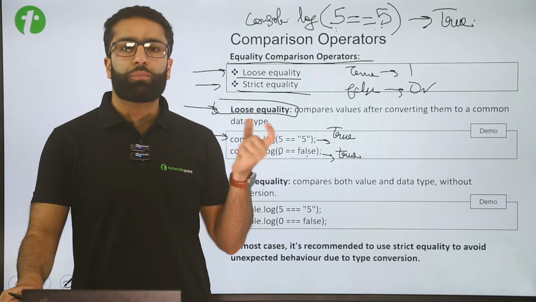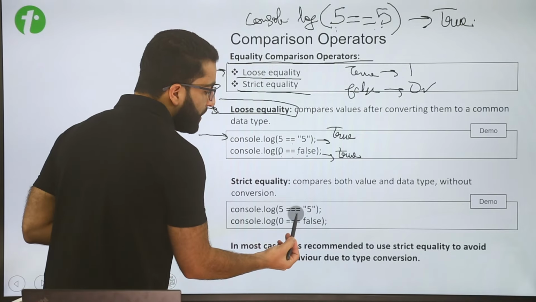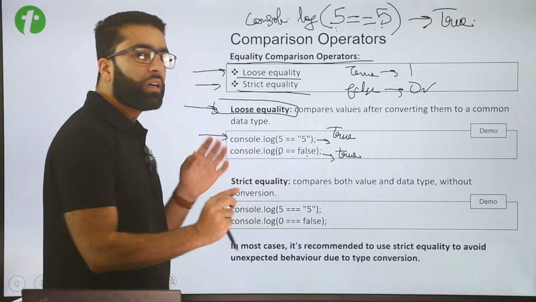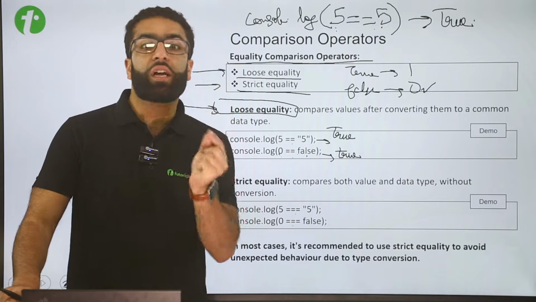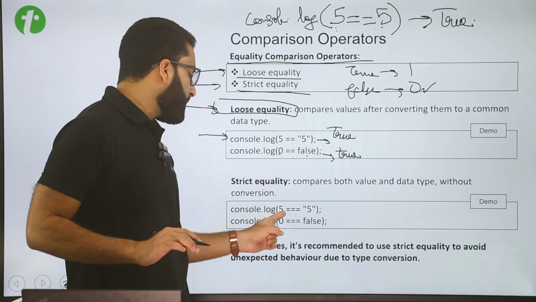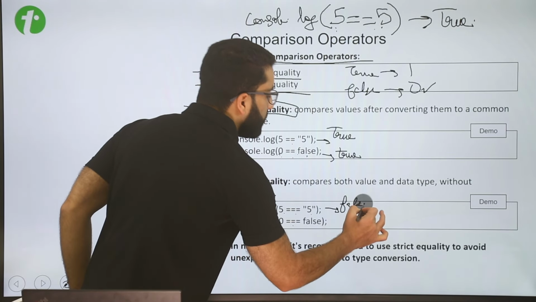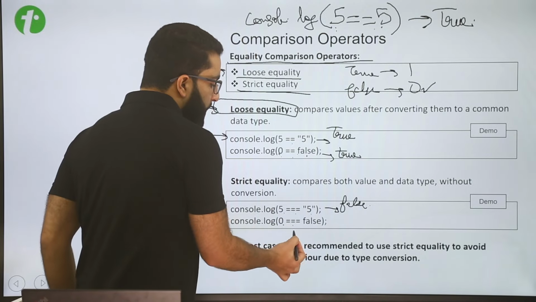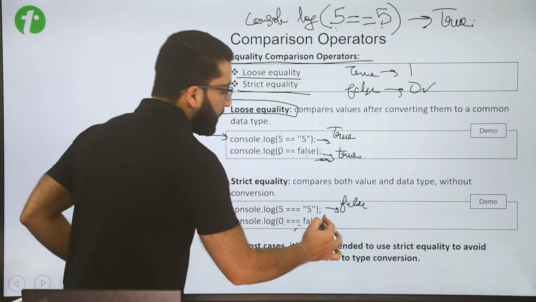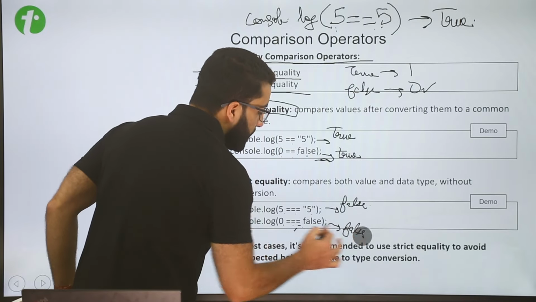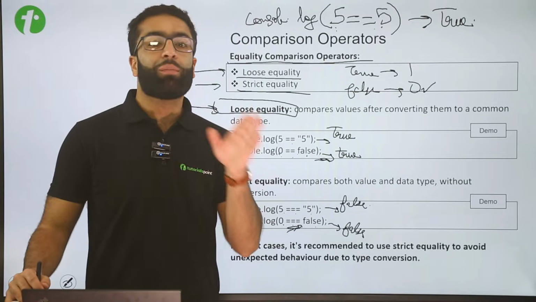Now to solve this problem, we have the strict equality. Instead of using only two equal signs, we have to use three equal signs. In this case, JavaScript doesn't just compare the values, and it won't convert the data type. It will also check the data type is same. In this case, this is a number, this is a string, so they are not equal. So JavaScript will say this is false. Similarly, in this case, 0 is not strictly equal to false, it is loosely equal to false. So that would return true there, but here it will say false because the strict equality, the three equal signs, won't let JavaScript convert them into same data types.